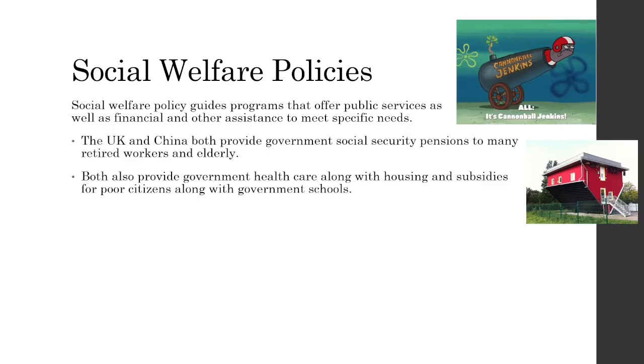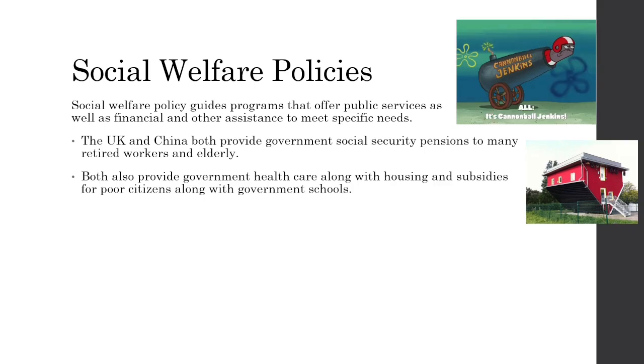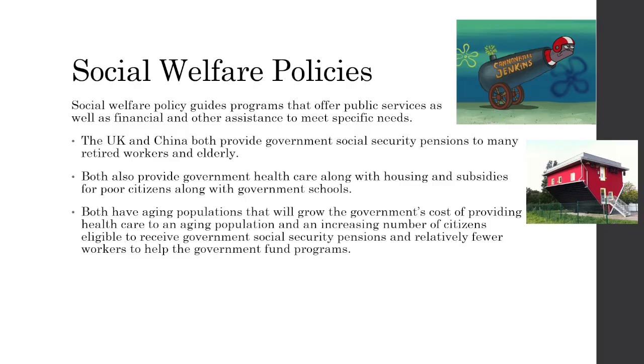Both countries, UK and China, also provide government health care along with housing and subsidies for poor citizens. And they also provide schools. Both have aging populations, which means that their birth rates are declining and the number of elderly people is getting to be a high number compared to the youth. So they're going to increase their care for the elderly, typically through increased healthcare processes and funding.